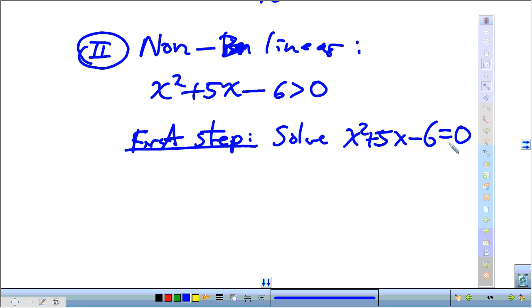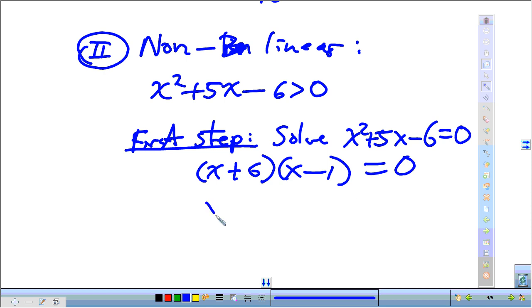So there may be different ways to solve at this point, but I think this one's not too hard to factor out. X plus 6 and x minus 1 is 0. We get solutions of minus 6 and plus 1.